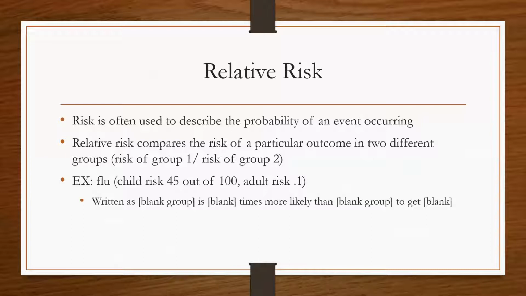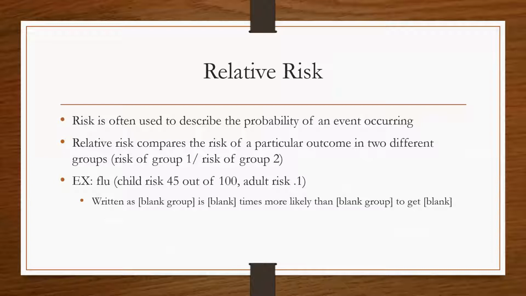So an example of this is with the flu. If you have 0.45 out of 1 as the probability of it occurring divided by the total population, then you'd have 0.45. So then you'd say that the child has a risk of 45 out of 100, or 0.45.